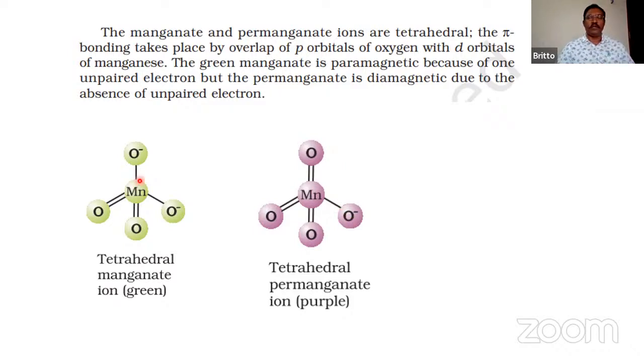Manganate is paramagnetic, permanganate is a diamagnetic ion. Okay, it has one unpaired electron, green, and this one is purple.